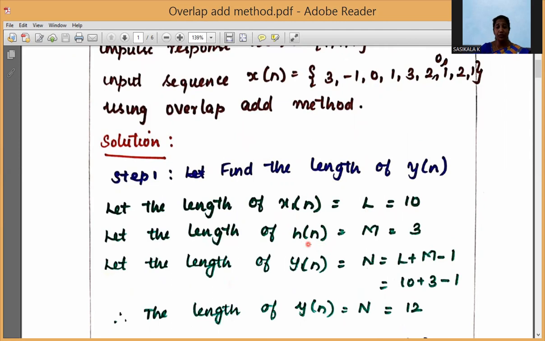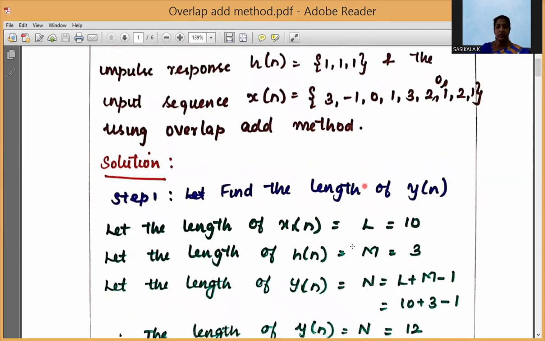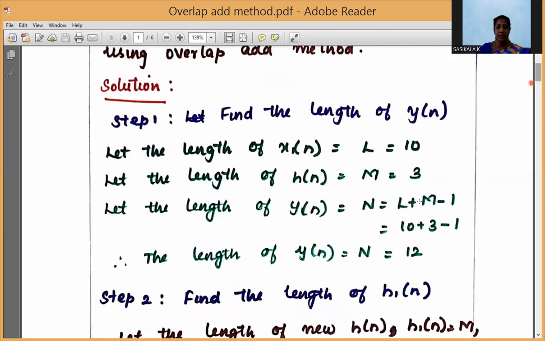Now let the length of h of n be m. So h of n is 1, 1, 1, so the length is 3. So m is equal to 3. Now the length of y of n is represented by capital N, whose formula is L plus m minus 1. That is 10 plus 3 minus 1, which is 12. So the length of y of n is capital N is equal to 12.